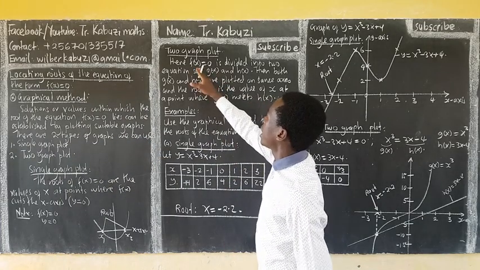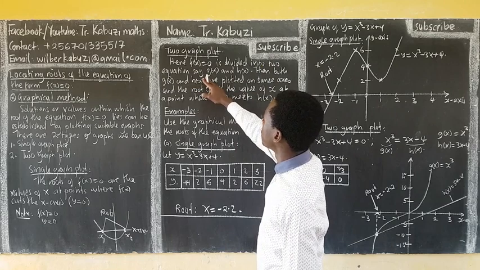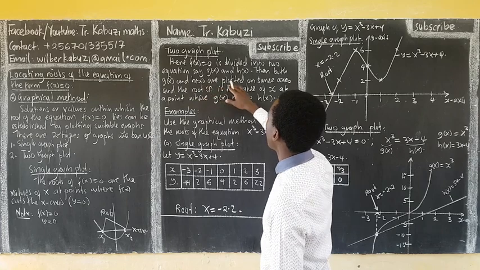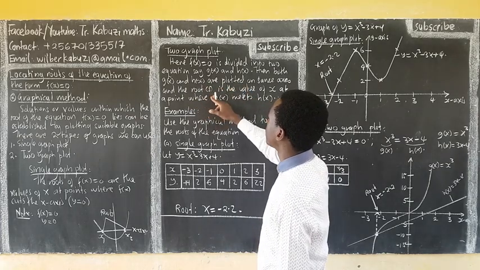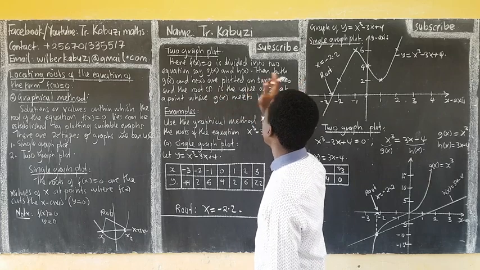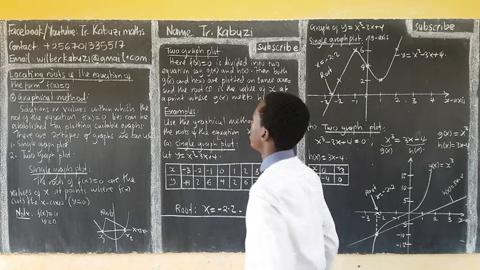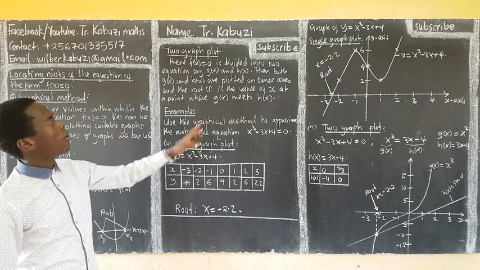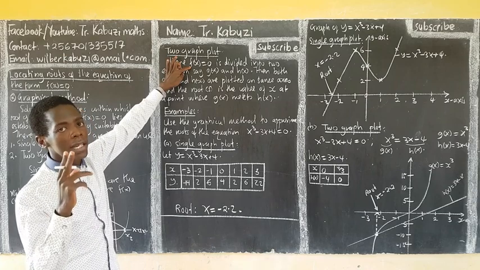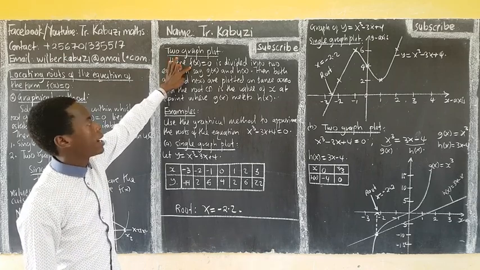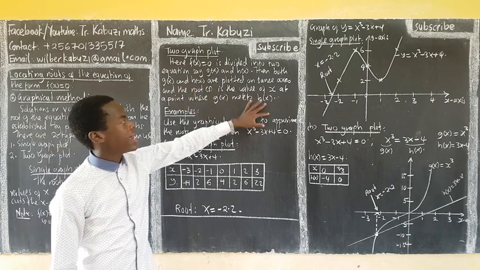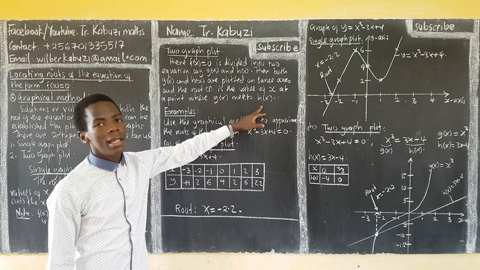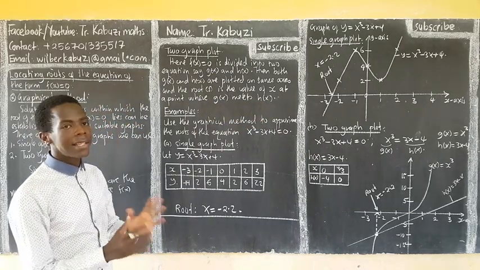For the two graph plot, f of x is divided into two equations, say g of x and h of x. Then both g of x and h of x are plotted on the same axis, and the root or roots are the values of x at the point where g of x meets h of x. We are going to see how we divide it. Now, you plot this and also plot this. Where these two meet, that's where the root is going to be, as simple as that.